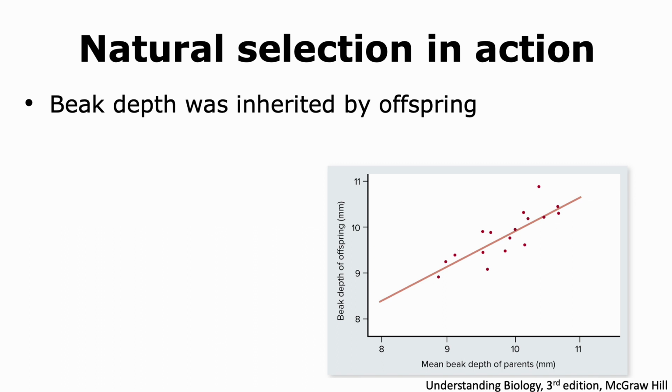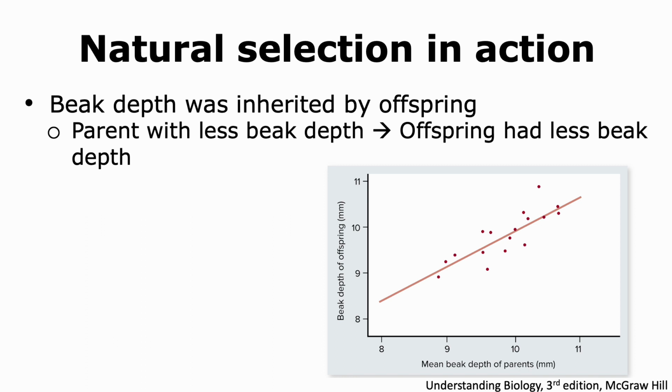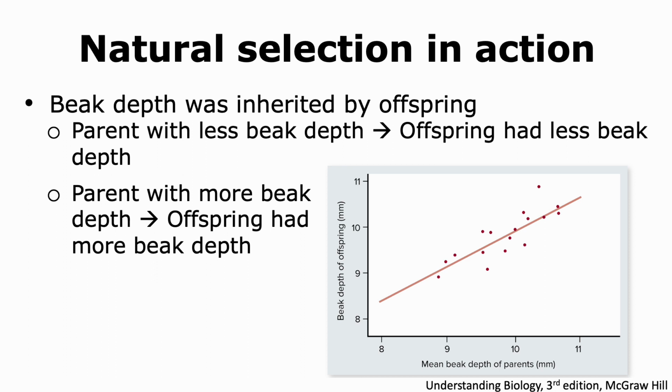The Grants further observed that the beak depth was inherited by offspring, and hence those parents that had a lesser beak depth gave rise to offspring that also had a less beak depth. Similarly, parents that had more beak depth gave rise to offspring that had more beak depth. Thus, the Grants were able to show how changes in the environmental conditions drove the evolution of these finches through the process of natural selection.